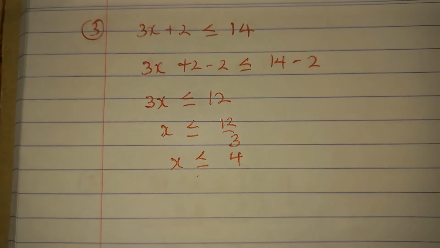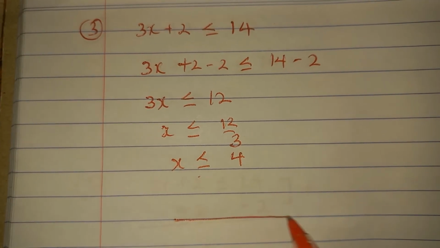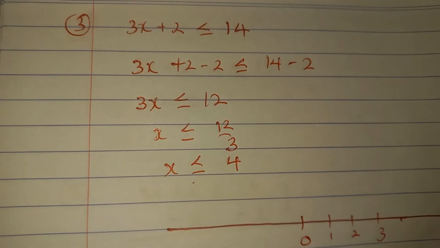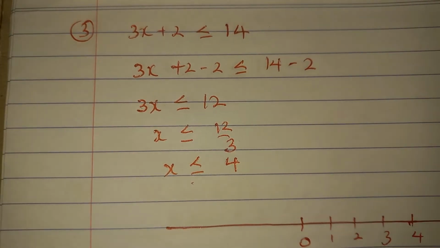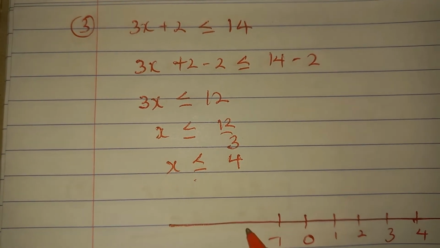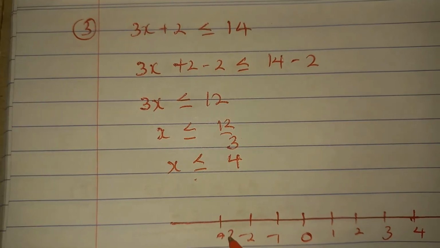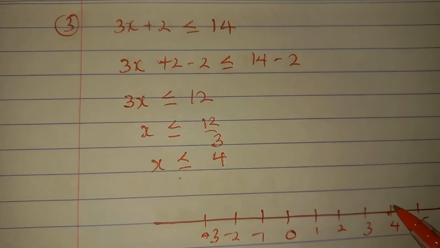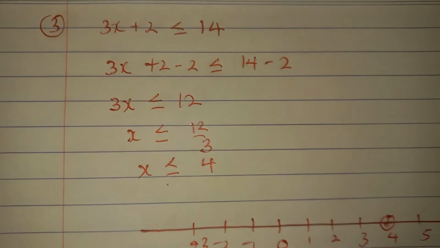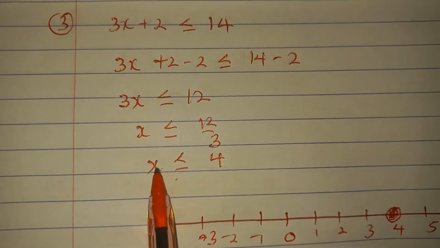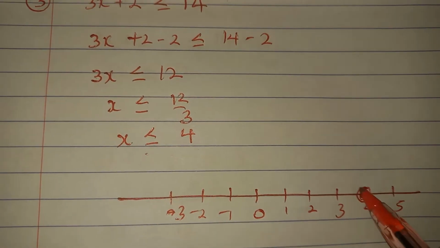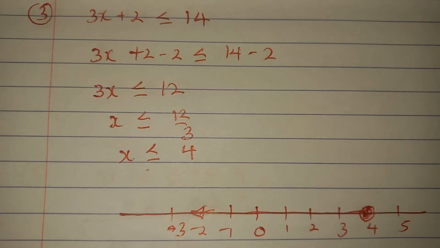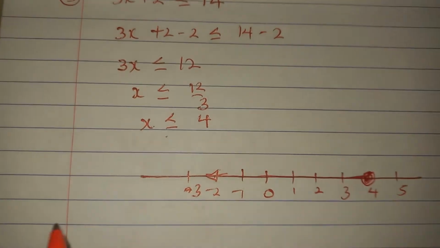So how do you represent this solution on a number line? Again, we'll draw a number line here. So 1, 2, 3, 4, 5. Then you'll have -1, -2, -3. Now x is less than or equal to 4. So like we did in the previous examples, we will draw a closed circle at 4. Then because x is less than or equal to 4, we will shade all points to the left of 4, like that. So that would be our solution.